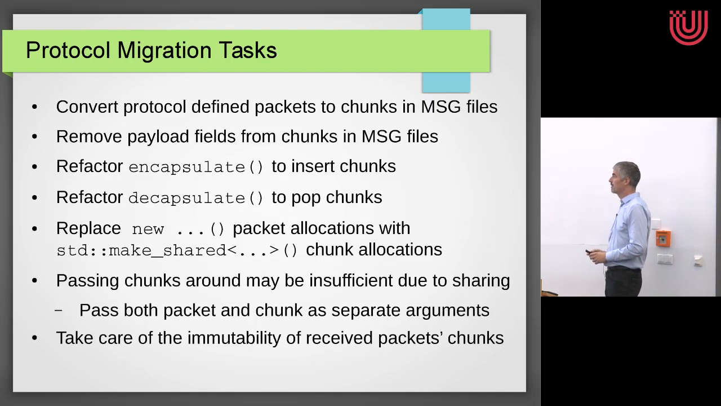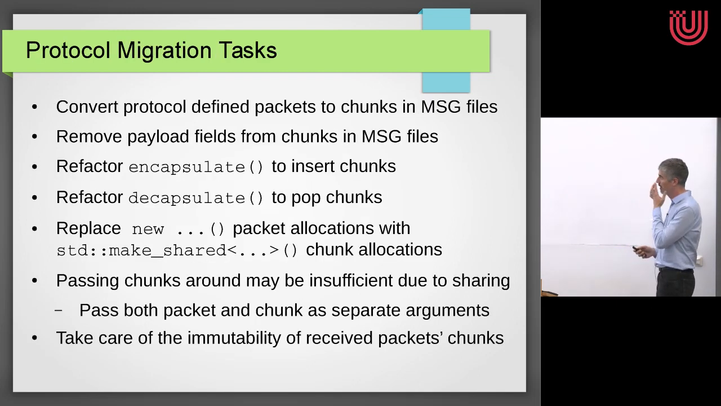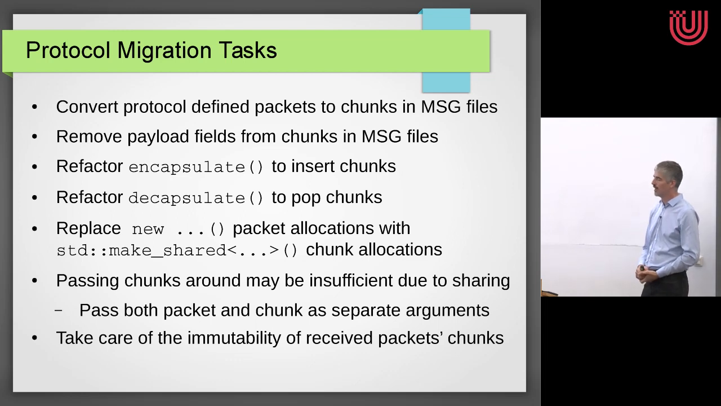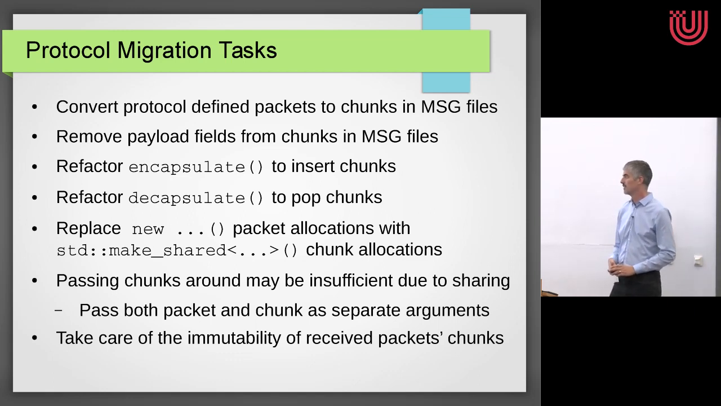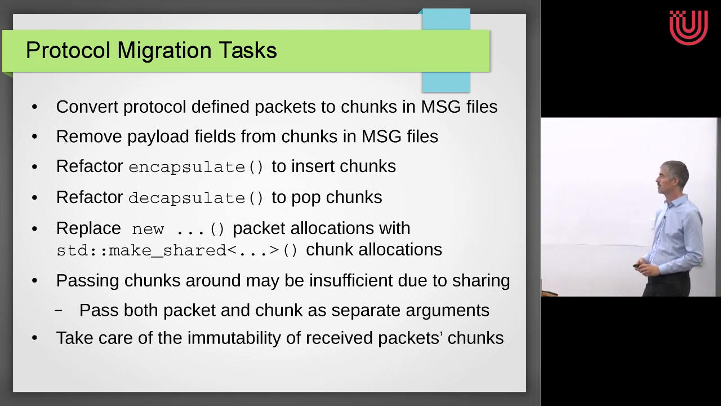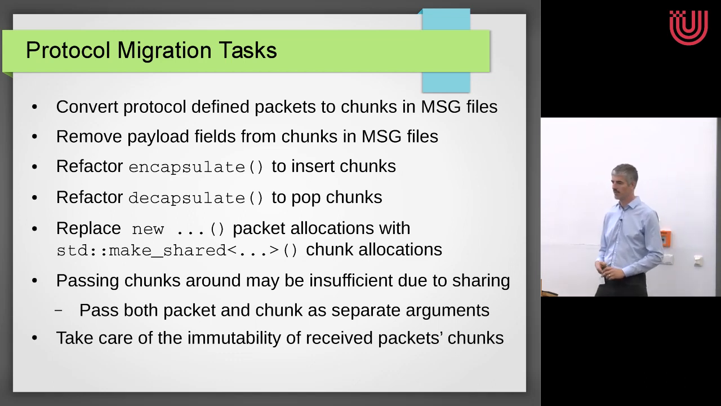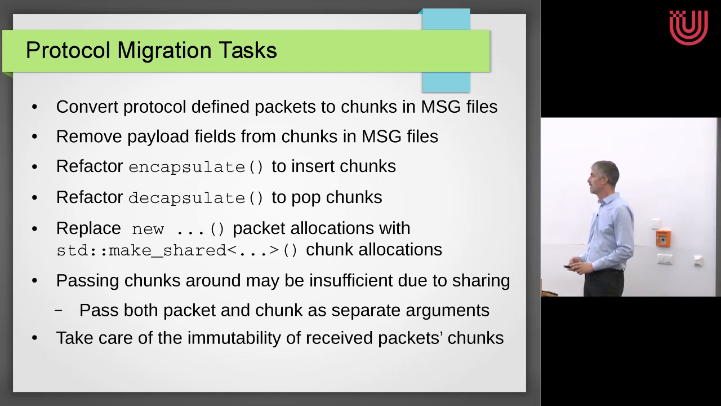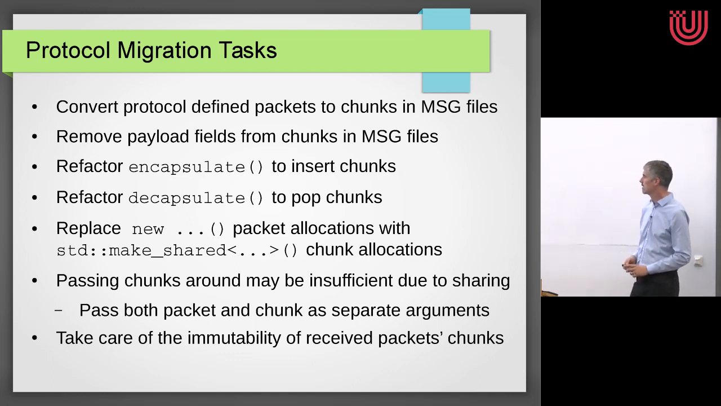So basically, if you want to migrate your protocol, what you need to do is change your packet definitions to chunks in message files. If you have any kind of payload in your packet definition, then you need to remove them, because packets are not combined that way. They are combined automatically using the chunks. And you probably need to refactor your encapsulate and decapsulate methods so that, instead of dealing with C packets, you insert chunks and pop chunks and things like that, and do some other changes.